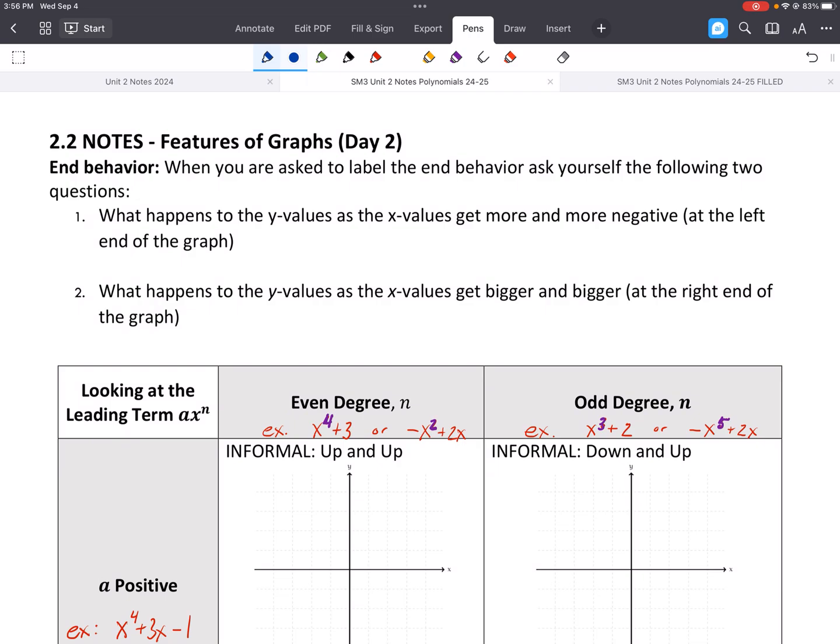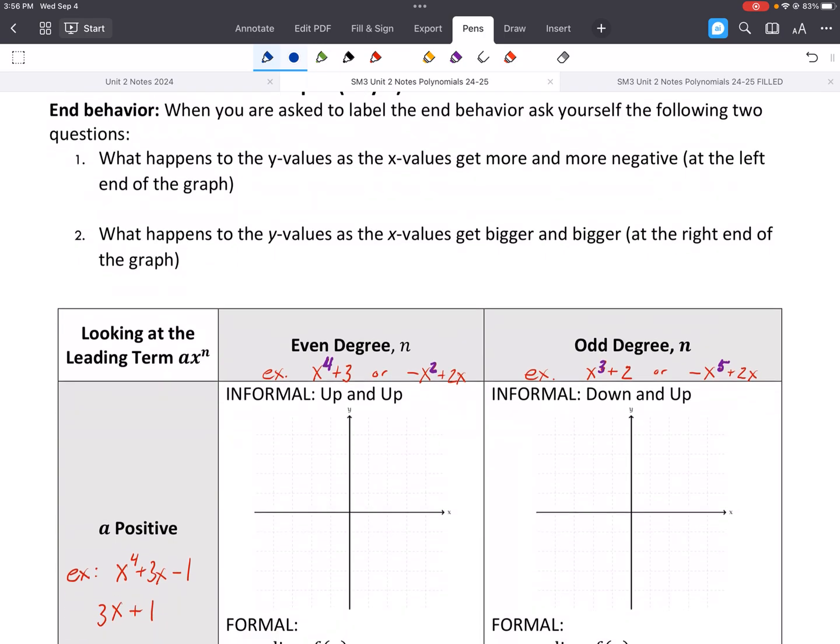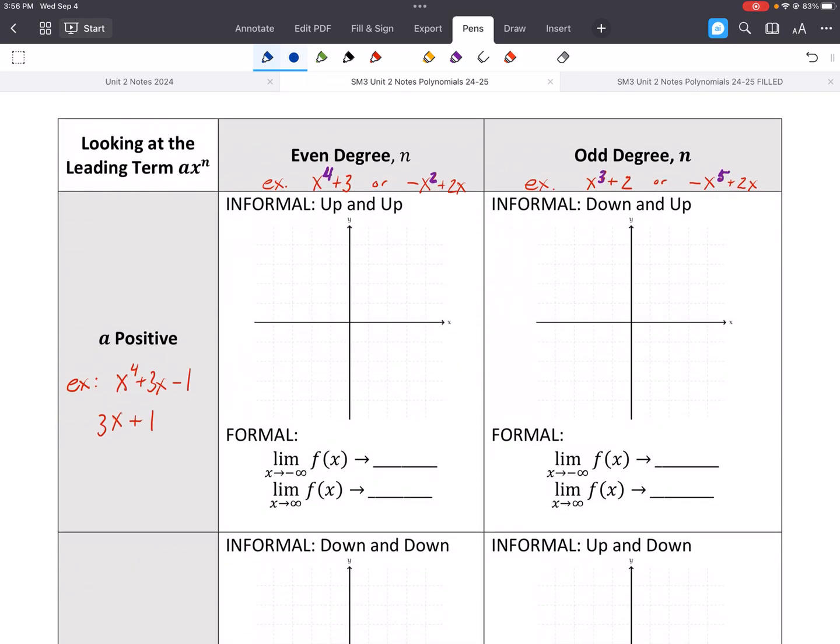And then what happens to the y values as the x values get bigger and bigger? So like the right side of your graph as you get closer to infinity. So kind of bringing this all together, if we have a positive leading term, so here are some examples, and it has an even degree, then it's going to go up and up. Those would be the end behaviors.